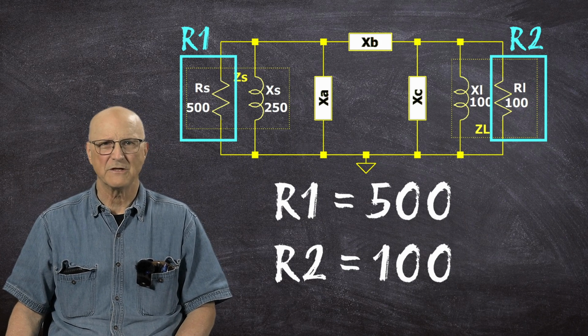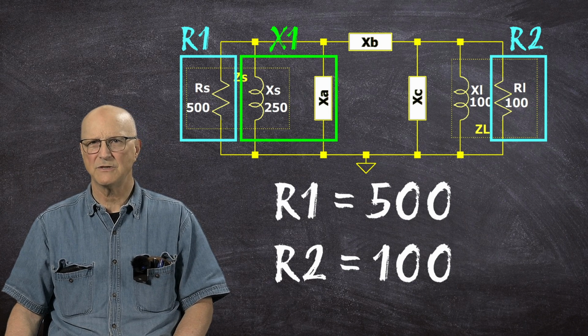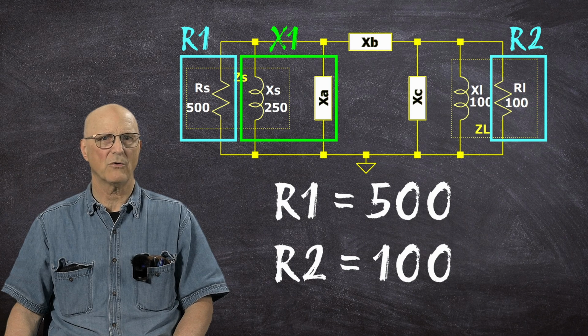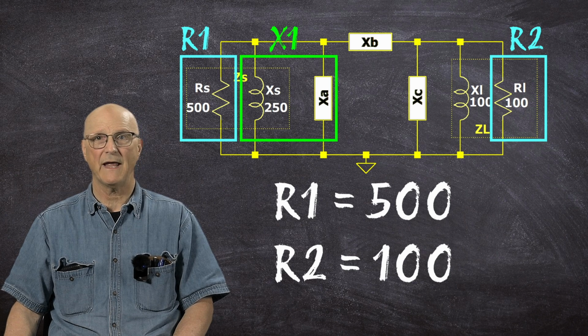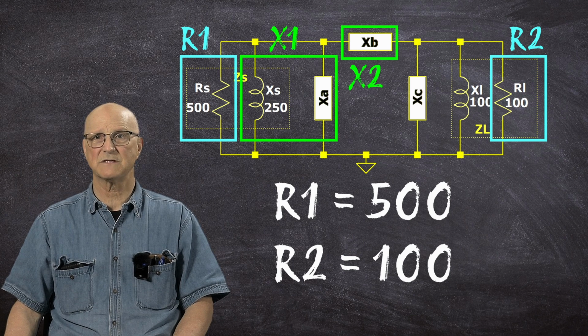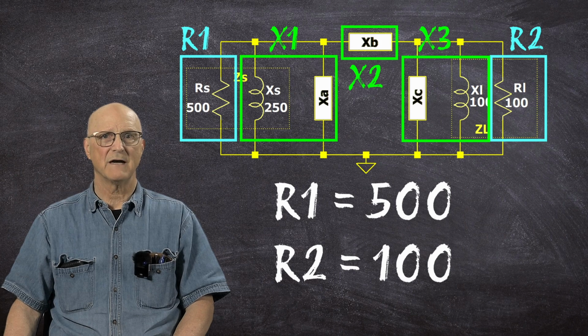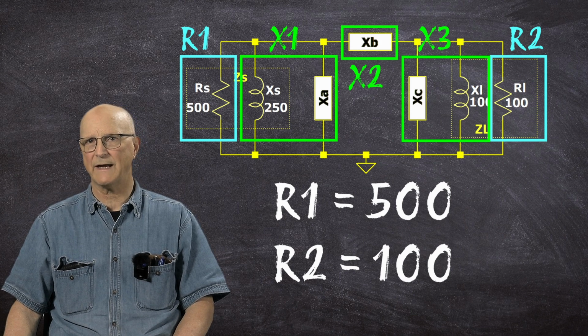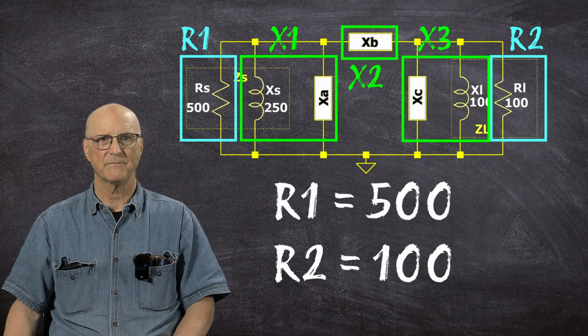But what do these refer to? Well, X1 is the reactance of the parallel combination of the reactive portion of the equivalent parallel expression of the source impedance and the input parallel component XA. X2 is simply the reactance of the single series component which exists between the input and output. X3 is the reactance of the parallel combination of the reactive portion of the equivalent parallel expression of the load impedance and the output parallel component XC.